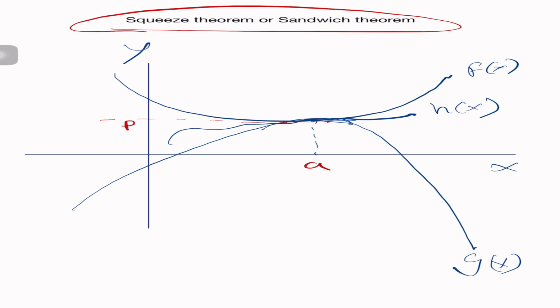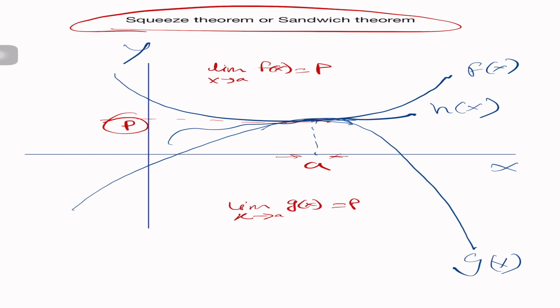So here, f of x when x approaches a is p. So we can say the limit as x approaches a of f of x is simply p. And the same thing with g of x: the limit as x approaches a of g of x is simply p, because when x approaches a, we get p.